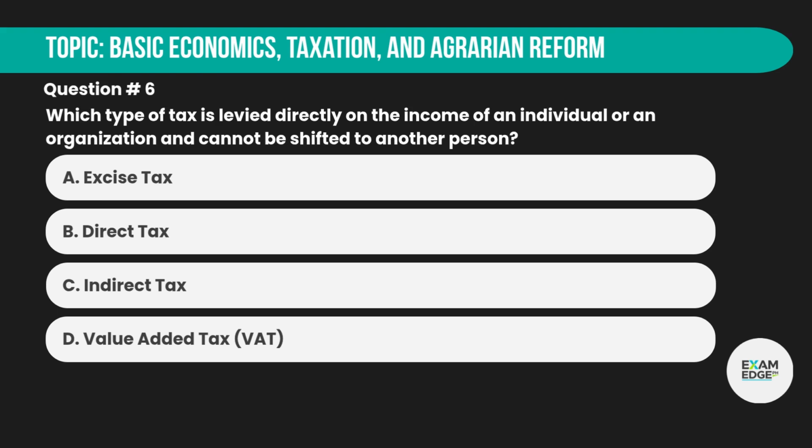Question number 6. Which type of tax is levied directly on the income of an individual or an organization and cannot be shifted to another person? A. Excise tax. B. Direct tax. C. Indirect tax. D. Value-added tax, VAT.